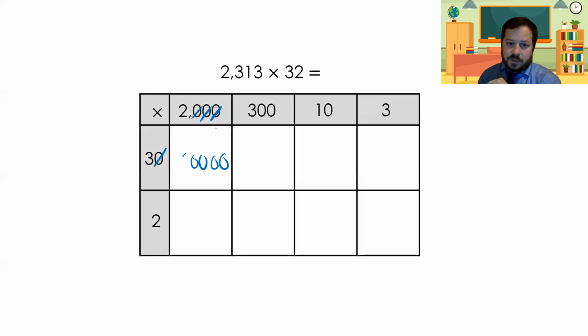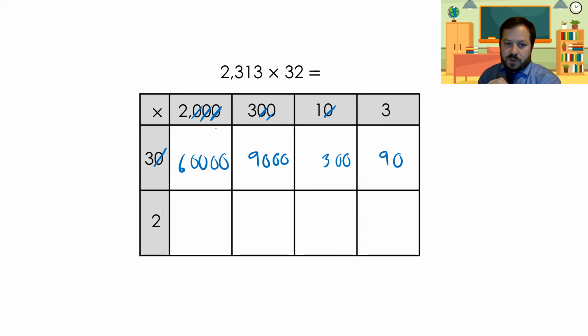Then 2 times 3, which is 6. Then we do the same here. 3 times 3 is 9. Same here. Timesing by 10, timesing by 10. 2 zeros, 3 times 1, 3. 1 zero, timesing by 10. 3 times 3 is 9.